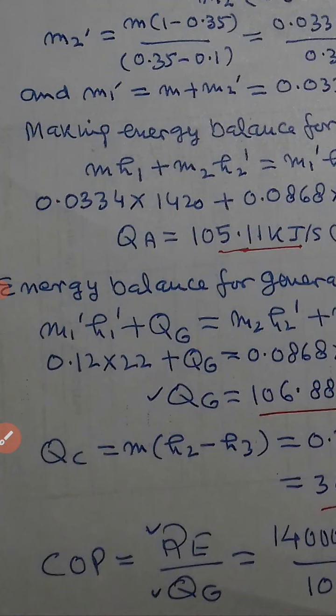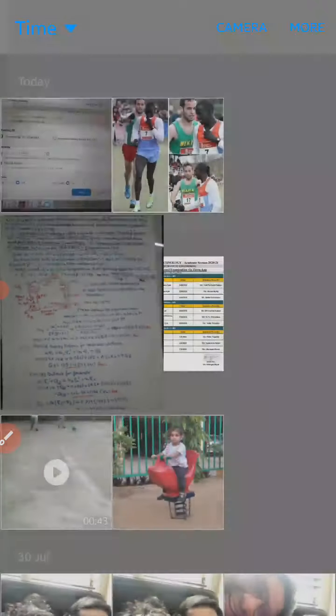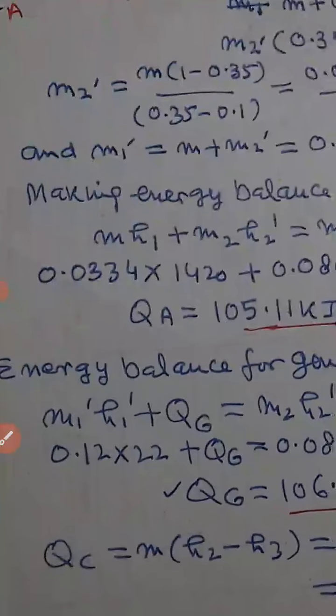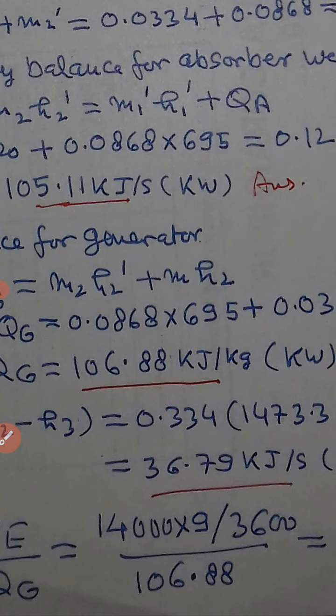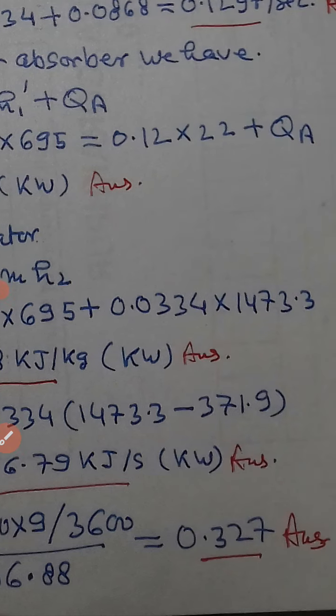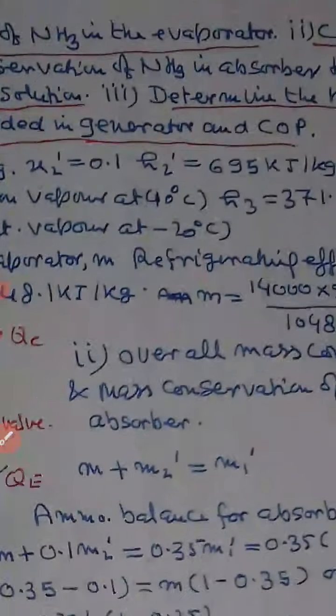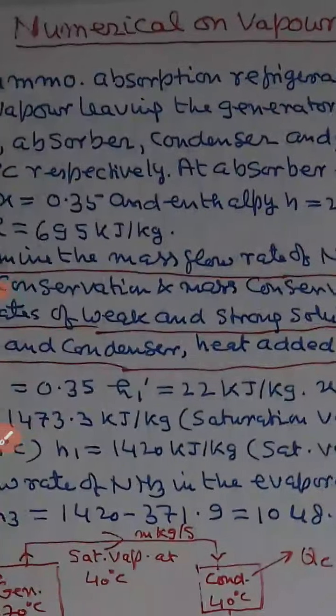COP is given by refrigerating effect upon heat supplied. Here the heat is being supplied in QG. So that is RE upon QG, which is equal to 14000 into 9 divided by 3600 divided by 106.88, and that value comes out to be 0.327. So we have found out all three parts of the numerical which has been asked over here.